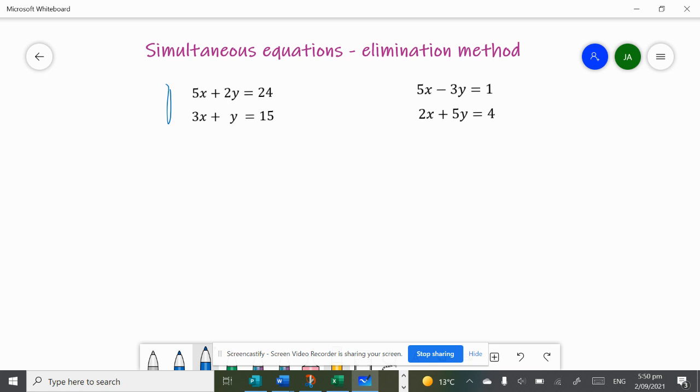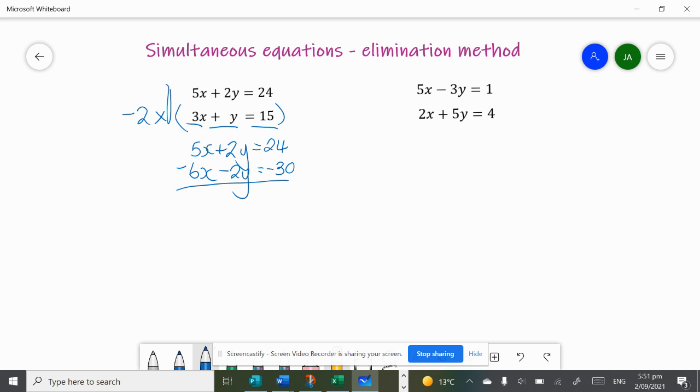So what we need to do is make sure that we've got the same number in front of one of the variables, or the opposite of one of the numbers. I'll show you what I mean by that. We're going to multiply this one by -2. Okay, so let's leave the top one. And we're going to multiply this one by -2. So 3x becomes -6x, 2y becomes -2y, and 15 becomes -30.